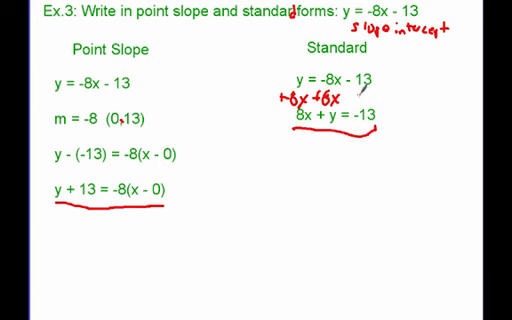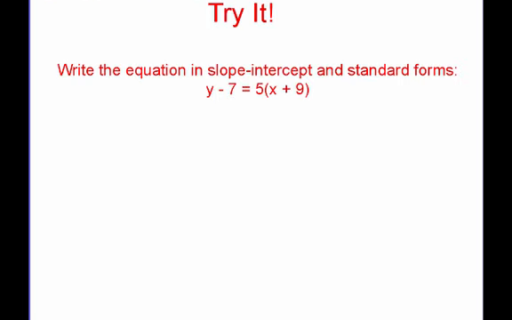So there you go. Now you've seen how we can turn each one of the forms into the other two. So your try-it problem for tonight is to write the equation in slope-intercept and standard forms for y minus 7 equals 5 times x plus 9.